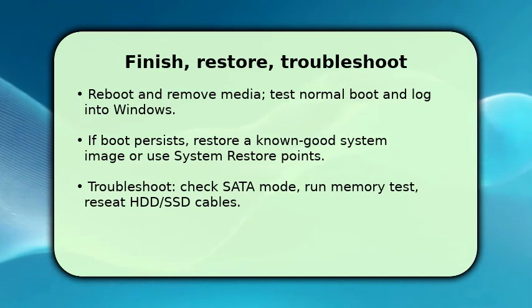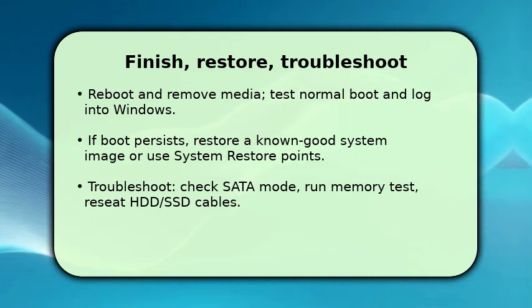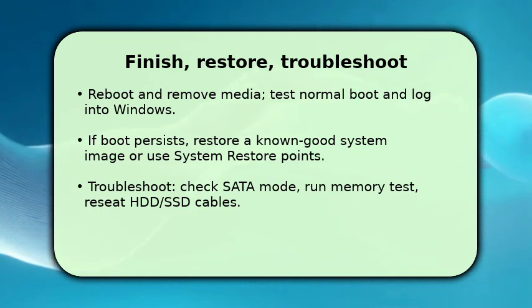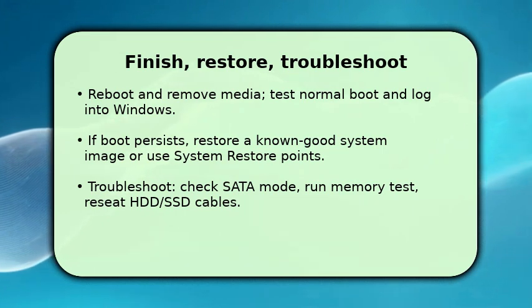If the PC still fails, restore a system image or roll back to a system restore point to revert recent changes that broke boot files. If problems continue, check hardware. Verify SATA mode and BIOS, run a memory test, and reset the HDD/SSD cables. Software repairs fail when hardware is unstable.